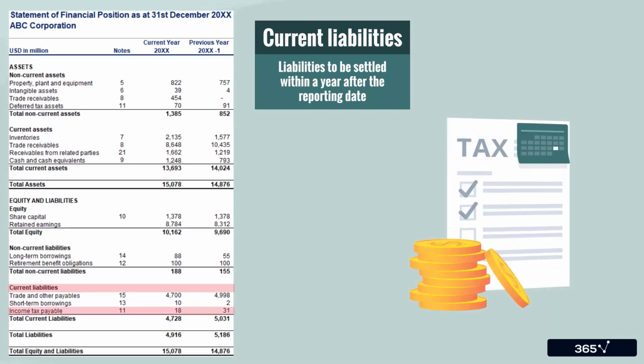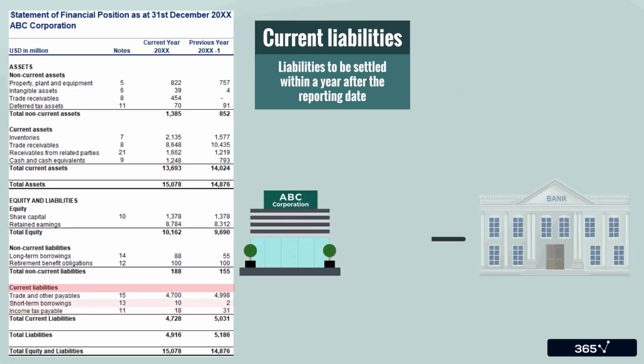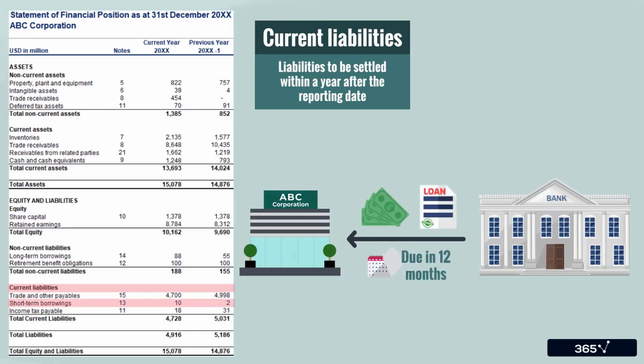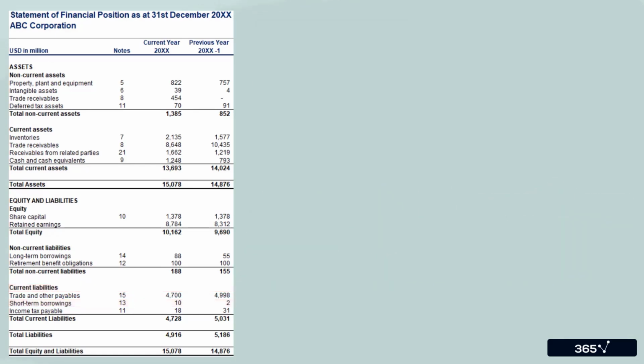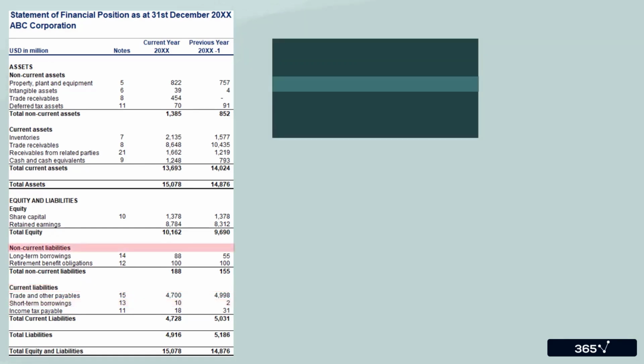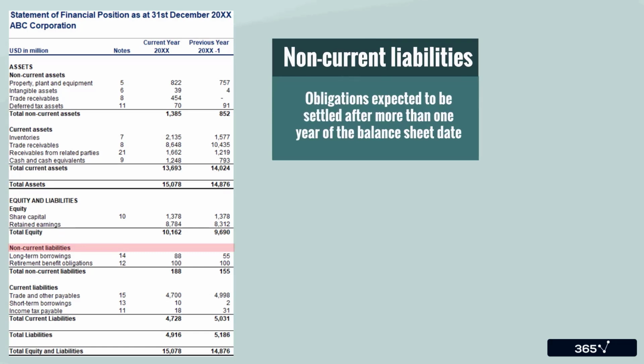Current income tax payable is normally due 3 months after the balance sheet date, and you will find it in this section too. So are the borrowings due within the next 12 months. Looking at the respective loan contracts and payment schedules, you will be able to estimate these items. Okay. Further down the line, there are non-current liabilities. These are obligations expected to be settled after more than 1 year of the balance sheet date. Some of the common items you will find in this section are long-term borrowings, deferred tax liabilities, and provisions for retirement benefit obligations.